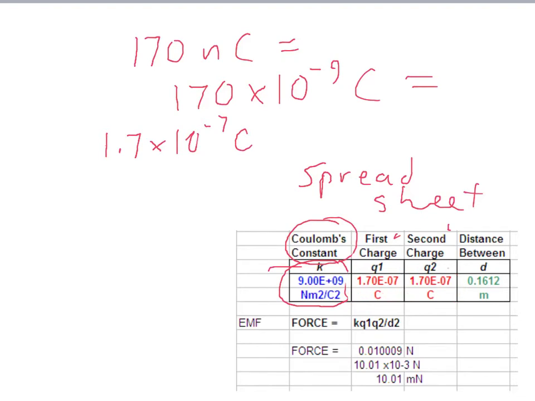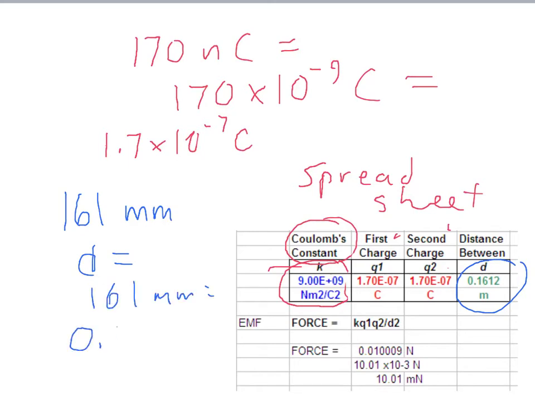These two charges are identical. The last thing I need is the distance, and the distance between them, notice, is 0.161 meters. That came from knowing 161 millimeters was listed as the distance, so the distance is 161 millimeters, which is the same as 0.161 meters. So I have that value over here for the distance, and now I have all my values in.